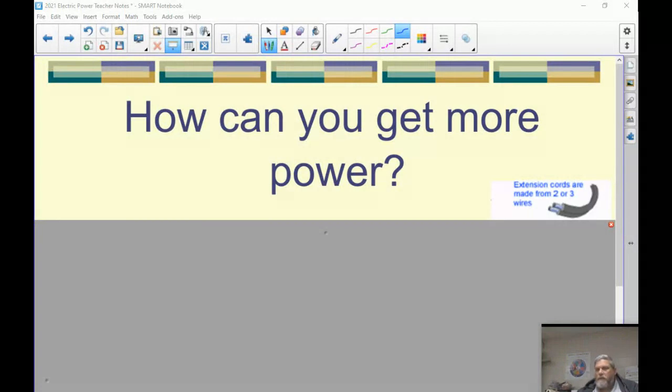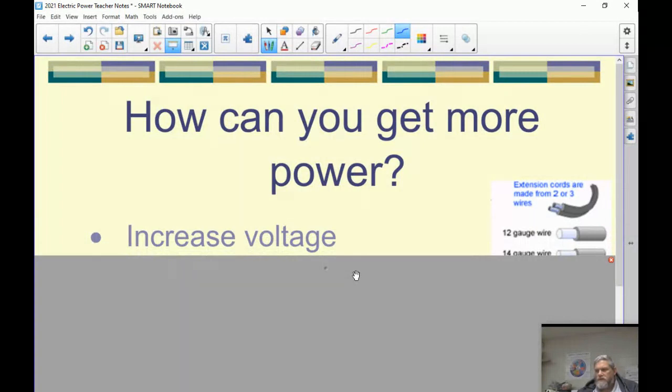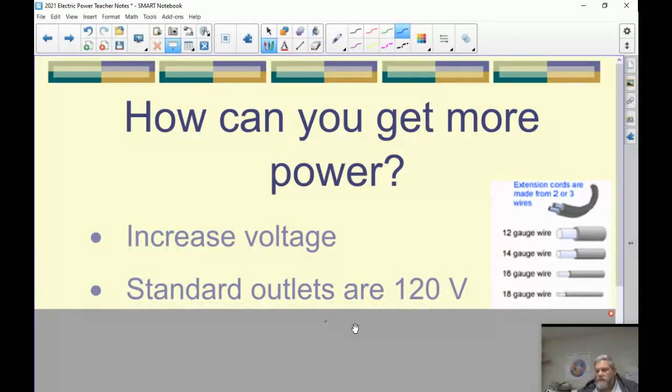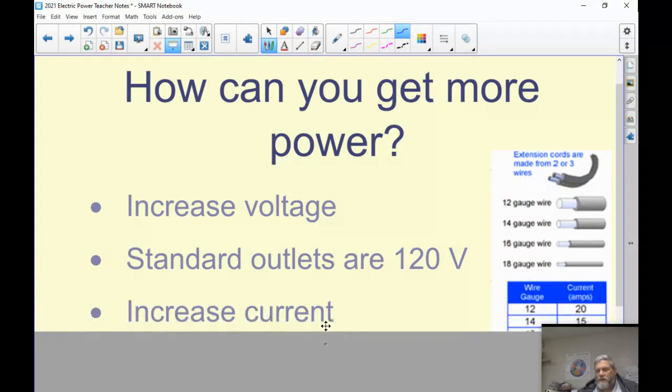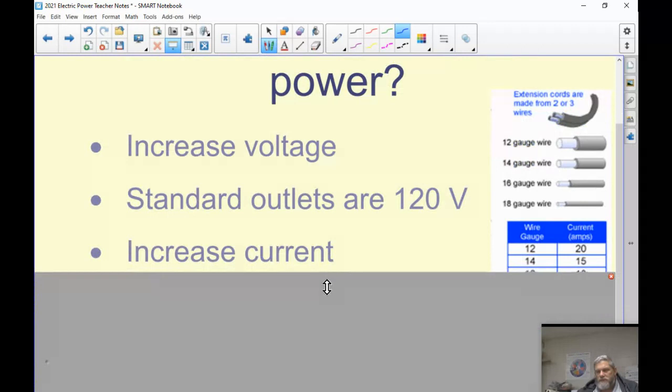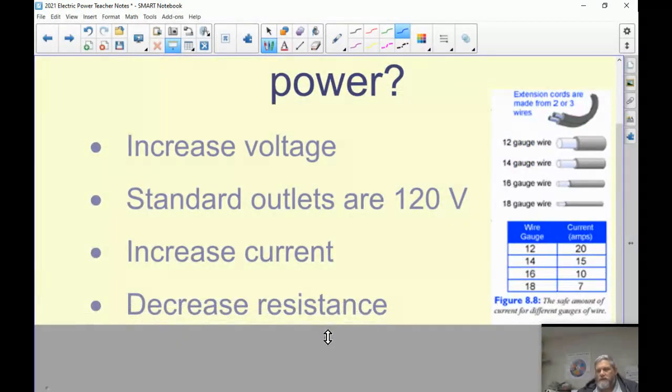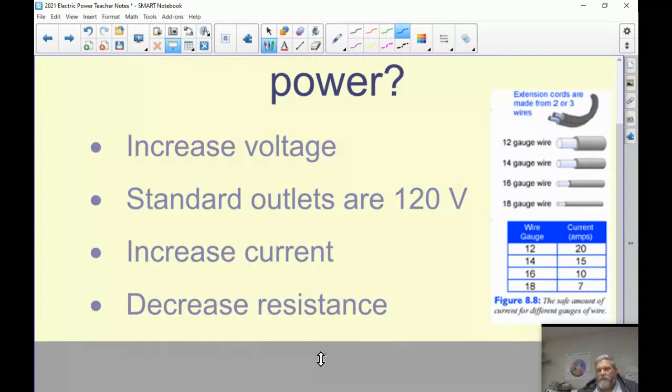So how do you get more power from it? Looking at this, you can increase the voltage. The standard outlet's 120 volts, so if you plug something in, you're stuck with that. You can increase the current. By increasing the current, you could reduce the resistance. Decrease the resistance to increase the current and have more power that way.